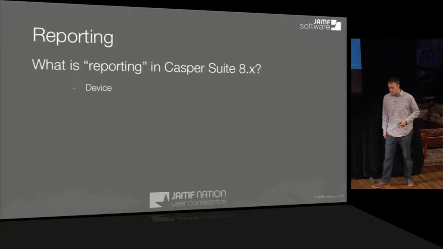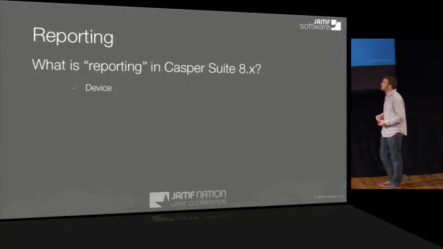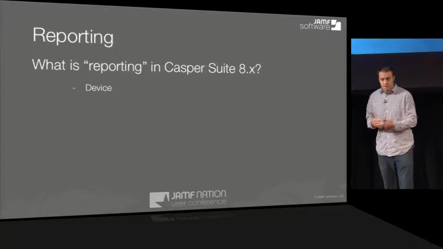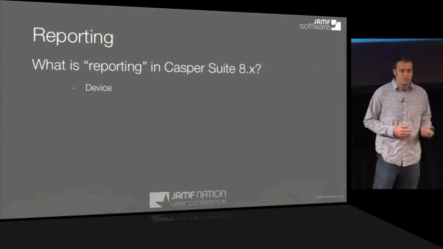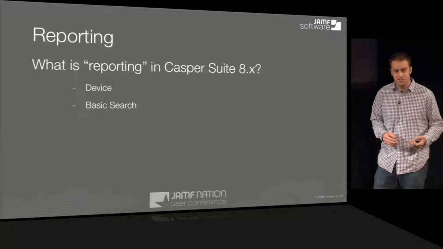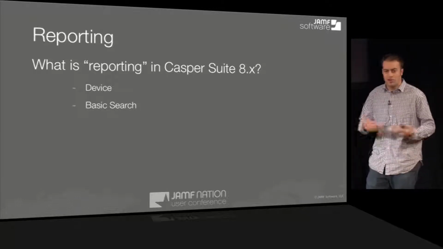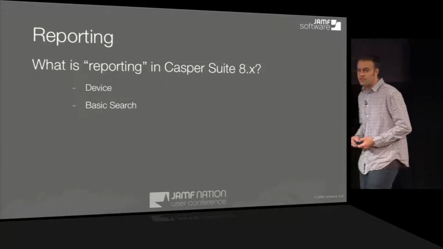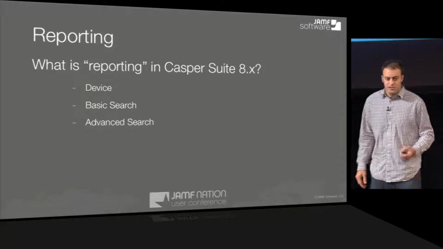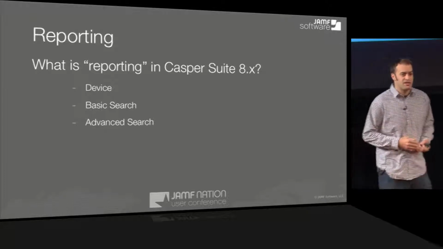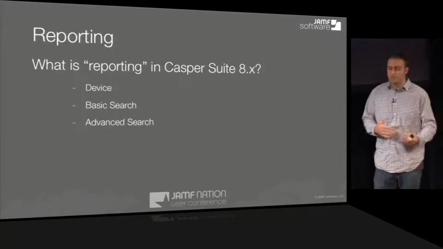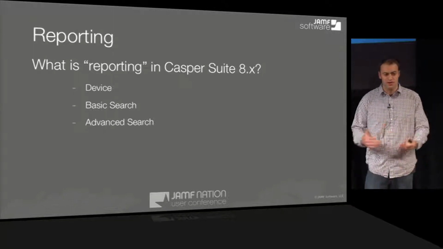So to get started, I just wanted to talk about the reporting in version 8. There are a lot of different aspects of reporting, whether it be from the device, and that's where you can get very specific details about a device in the JSS. There's the basic search, so anytime you're trying to just quickly find some information about a group of devices, we use basic searches for that. We've got advanced searches, and all three of these are built into the JSS. So advanced searches are helpful anytime you're looking to get a group of devices based on some very narrow criteria that you define.